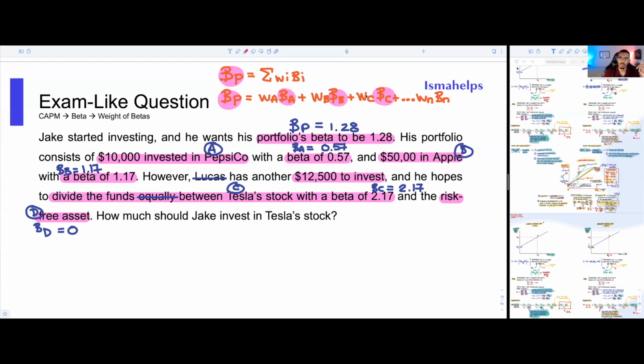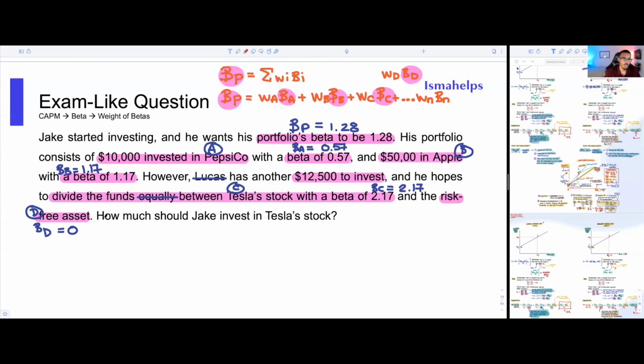And if we were to add this right here as the weight of D times the beta of D, we would also have the beta of D, because we know that the beta of the risk-free rate is 0. The beta of D, not the weight. So now it's a question of continuing to read the question to the very end, figuring out what our mission is, and then solving for a missing variable. As easy as that.